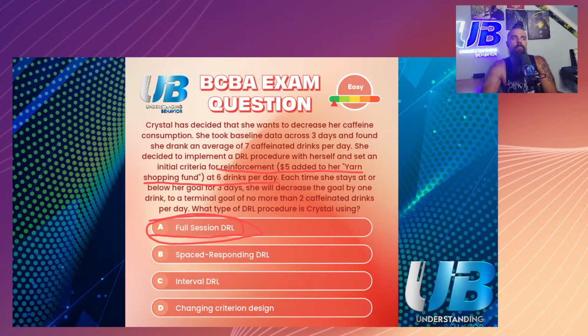We see that the criteria moves if she meets the goal for 3 days, but that's not necessarily the reinforcement. That's just how she's changing the criterion within the changing criterion design. But the question was asking about the DRL procedure, not what kind of experimental design she's using, so that's going to be incorrect. It's not interval because there is not a short period of time that we're looking at for each of these. And then it's not spaced responding because it's not the time in between each caffeinated drink. It's more about the daily goal.